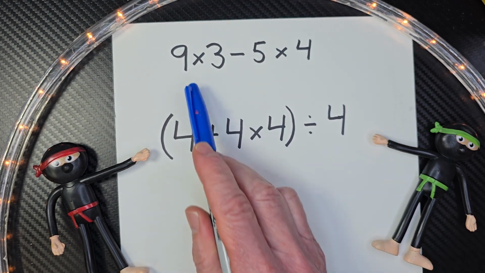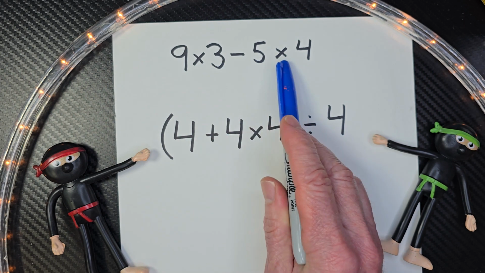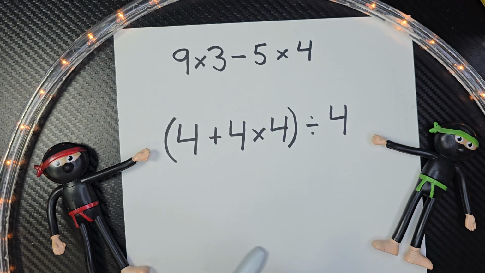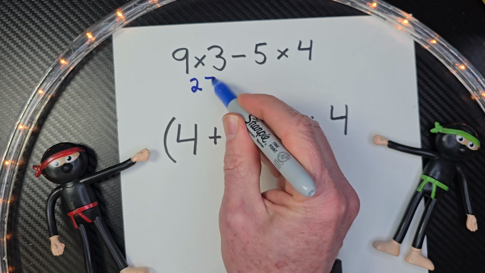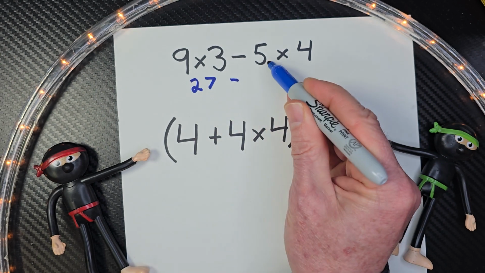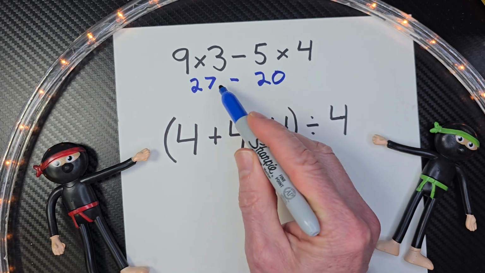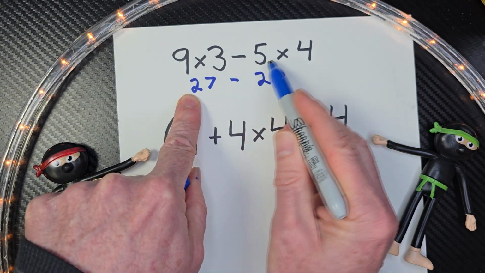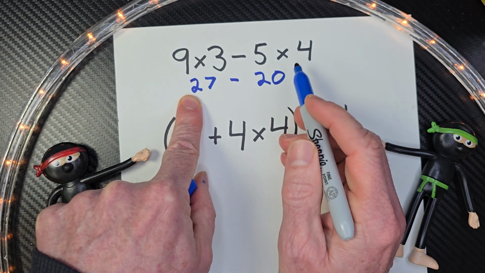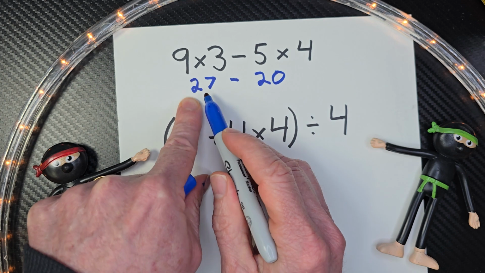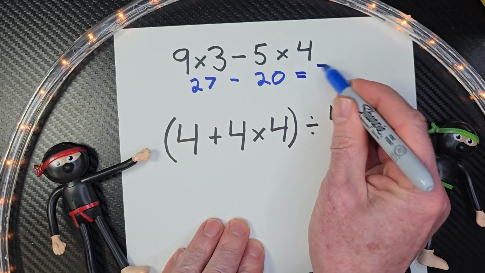I notice that we have a multiplication sign right here, and a multiplication sign right there. So I'm going to do 9 times 3, which is 27, minus 5 times 4, 20. I did not want to take 27 minus 5 and then multiply by 4, because we're staying with the order of operation. Now I have 27 minus 20, and that would give me 7.